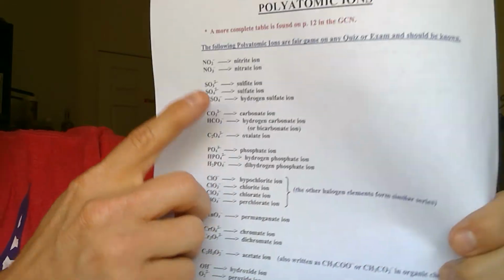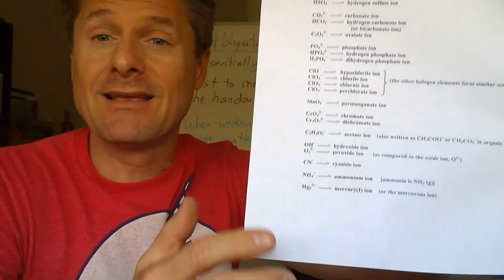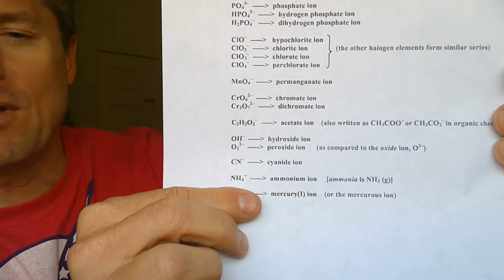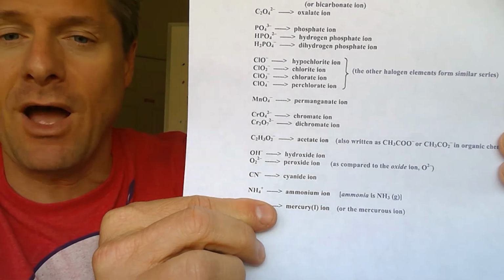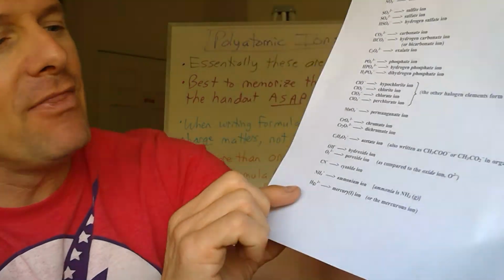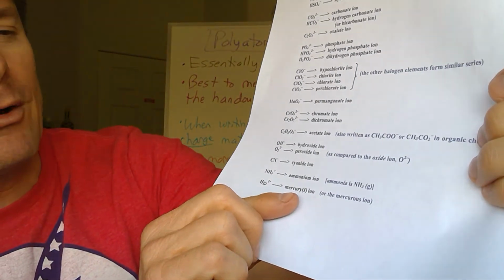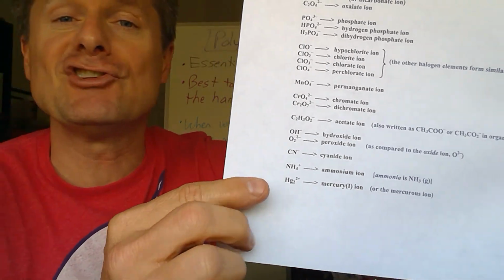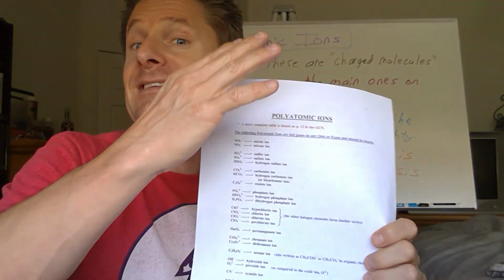Almost all of these are negative anions. So very few positive polyatomic cations. The ammonium ion, NH4 plus, by far the most common, comes from NH3, ammonia, gaining an H plus. And then the mercury 1 or mercurous ion is 2 Hg pluses bound together to form Hg2 2 plus. That's a weird one.